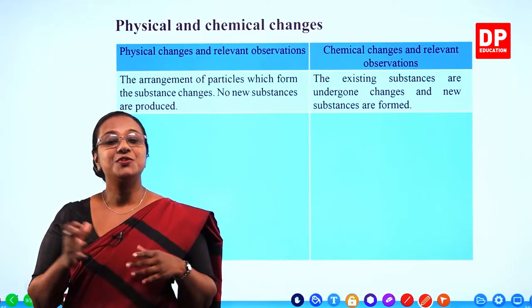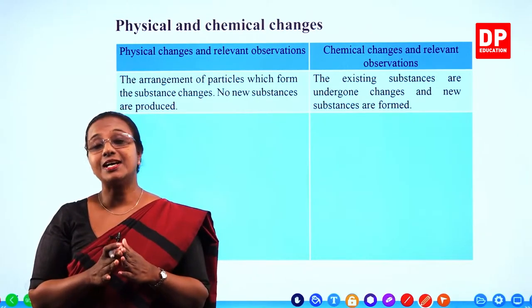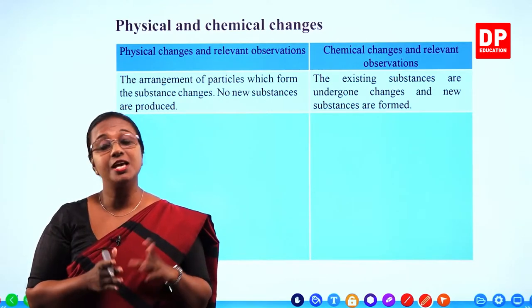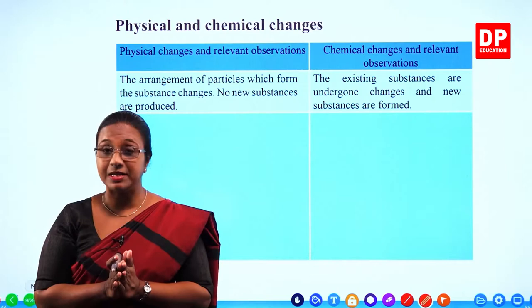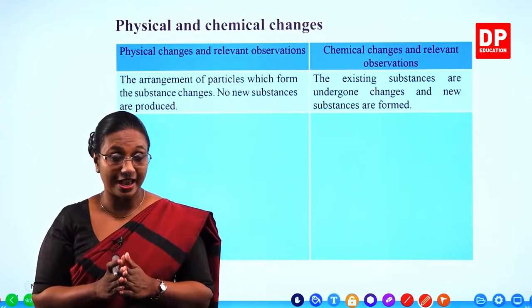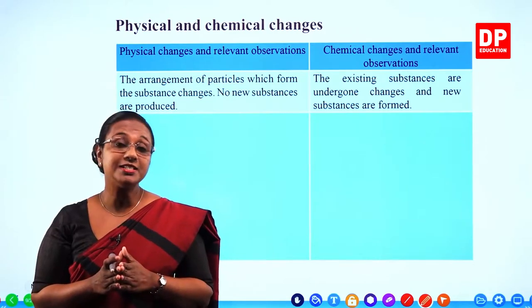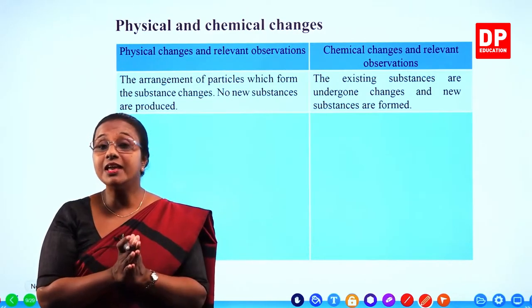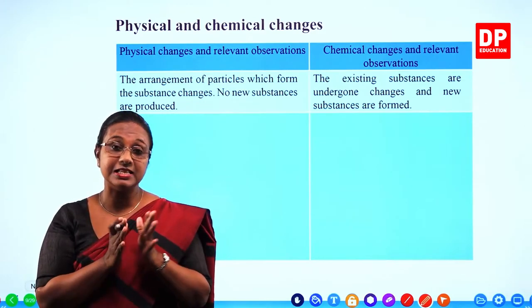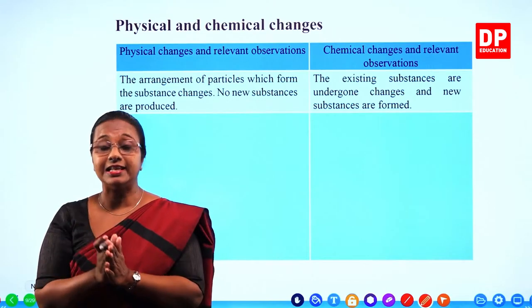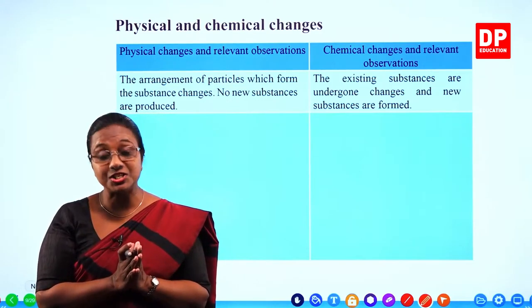Okay, students. So in the first chapter, we discussed what changes are, and under that, the two main types of changes, physical changes and chemical changes. Chemical changes are also called chemical reactions. So what are physical changes? The changes in which there is a rearrangement of particles in the matter. So from solid, liquid and gases, there can be state change.